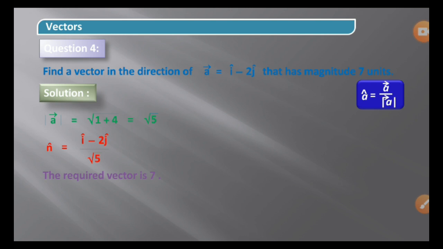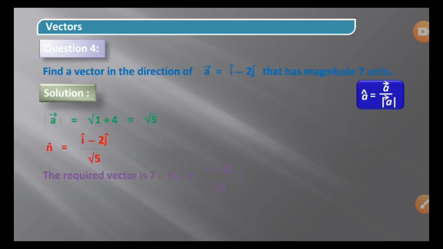Then the required vector is 7 into n cap, because that vector should have the magnitude 7 units. Therefore, we have to take it as 7 into n cap. Therefore, 7 into the bracket of i minus 2j divided by square root of 5. So this is the solution of this given question.